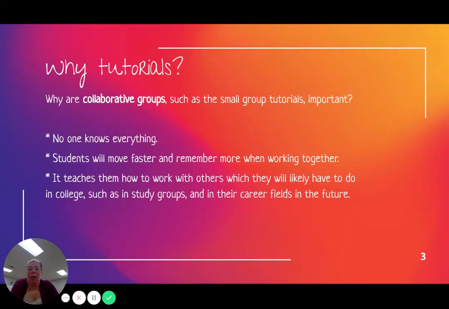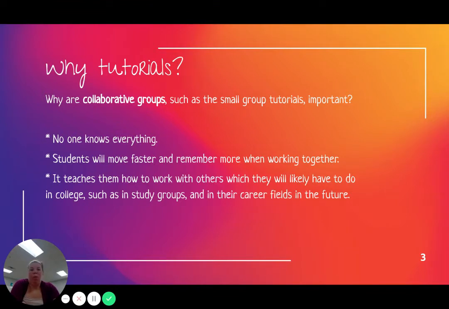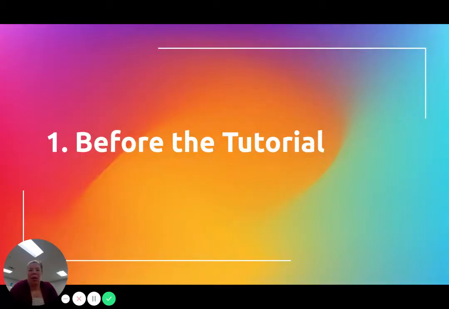You got this. Why collaborative groups? Why do we do it in a group? What are we trying to get? Well, no one knows everything, right? And so we can share our wisdom and our insight. You remember more when you work together. And obviously it helps you practice working together, right? That's our goal, so that we can be stronger learners and work through things so that by the time you're ready to go take on the world, you're prepared and you got this.